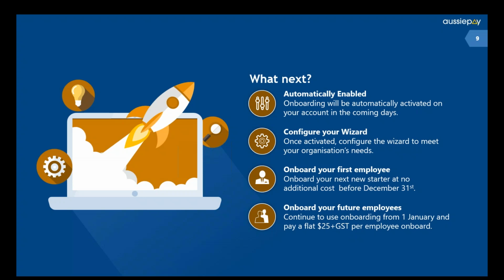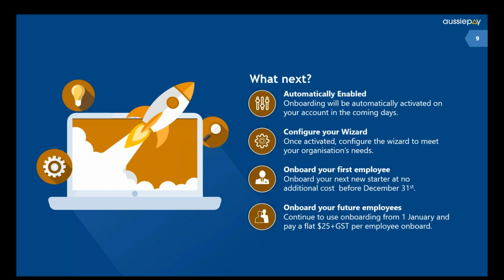What's next is that we're going to automatically enable onboarding on your account in the coming days. Once we've done that, so that we're aiming to do that tomorrow, by the way, we're going to send an email out to let you know. As soon as we've done that, you'll be able to configure the wizard to meet your organization's needs. You don't need to get it 100% right the first time. You can tweak that as you go. You're not locked into a certain configuration or a certain wording.